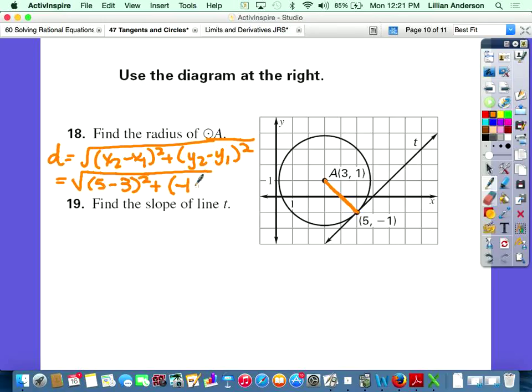What's y1? What's 5 minus 3? 2. When I square 2, 4. What's -1 minus 1? -2. Squared, 4. 4 plus 4? And if I wanted to simplify the radical, it would be 2 square root of 2. But I can always type that in as a decimal and get a decimal.